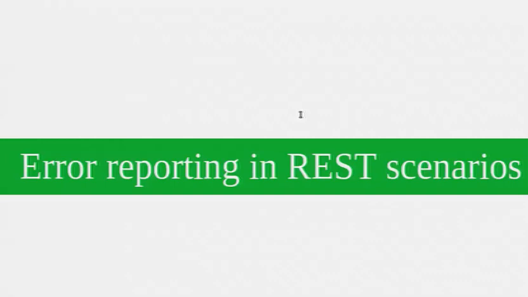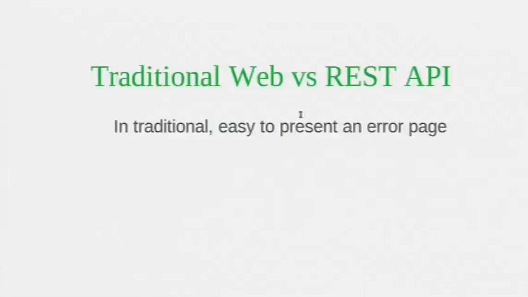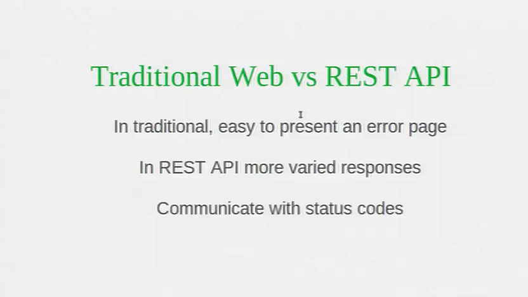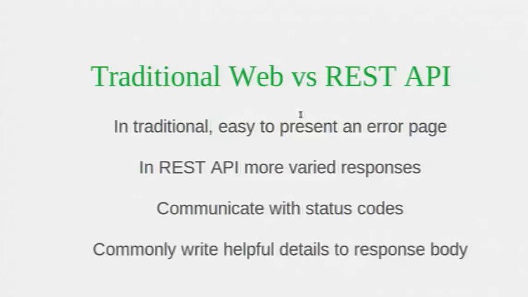Okay, so changing topics, we're going to be talking about reporting errors in REST scenarios. If you compare traditional web applications versus building REST APIs, in traditional web applications it's relatively easy to present an error page. You just pretty much map any possible error through a handler exception resolver to some kind of an error page and then just put it up and say something went wrong. But in a REST API, we need to be a little bit more nuanced than that. So we're going to be presenting status codes, using response headers, and it's very common to actually want to write some information to the body of the response as well.